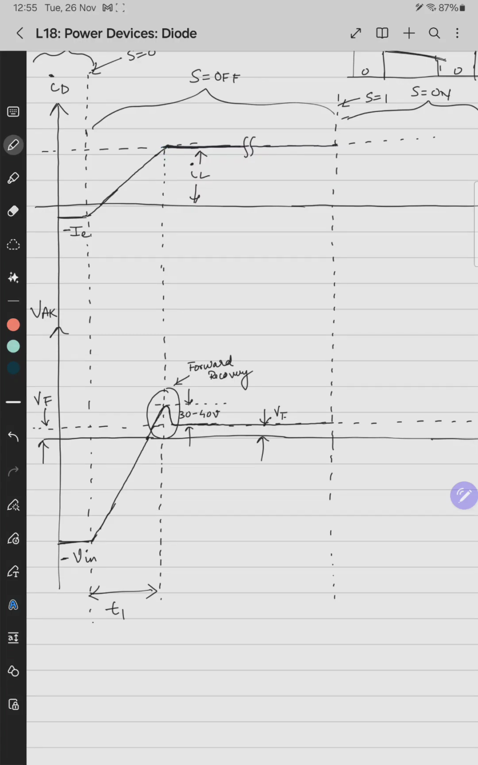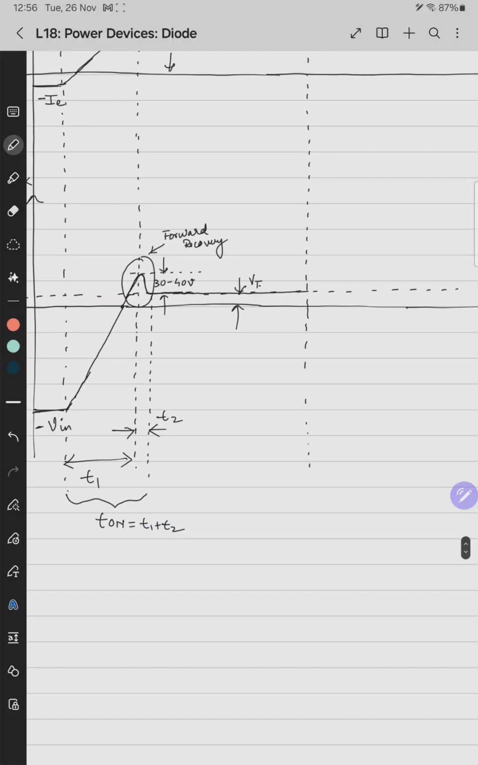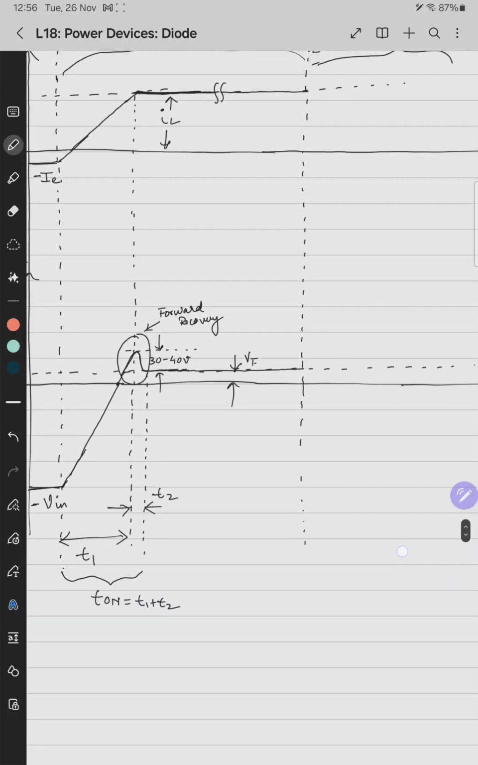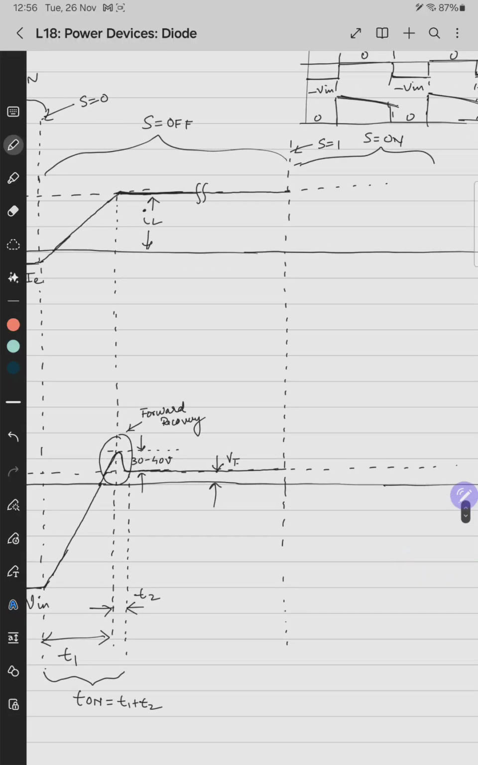This is T1 time. T2 is the time for the overshoot of the diode voltage. This is T2, and this is the total T on. Here I am saying T on with respect to the diode. So T on, the total turn on time for the power diode, is T1 plus T2. T2 is the time for the forward recovery, and T1 is the delay time, that is for the rise and fall of the voltage and current.